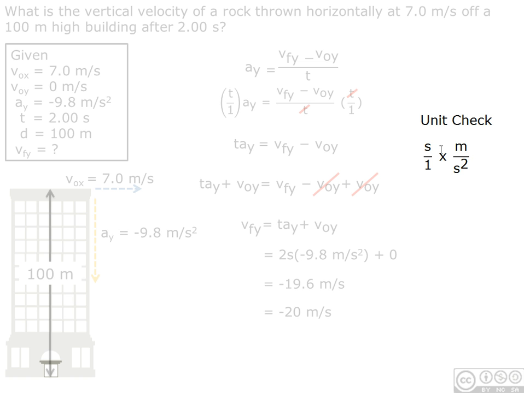And for the unit check, you have to make sure that the units are right. So you take seconds for the 2 seconds over 1 times meters per second squared, which is for the negative 9.8 meters per second squared. And the s here, they cancel out because this is basically s times s over s squared, so the s's cancel out. So you're left with meters over second.